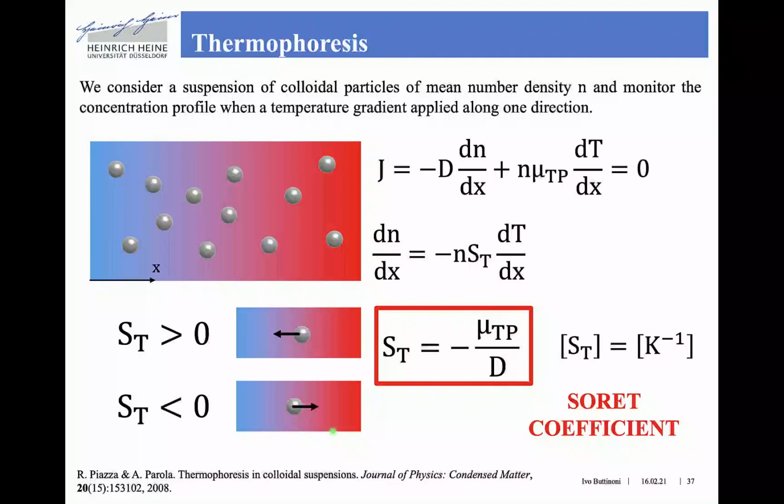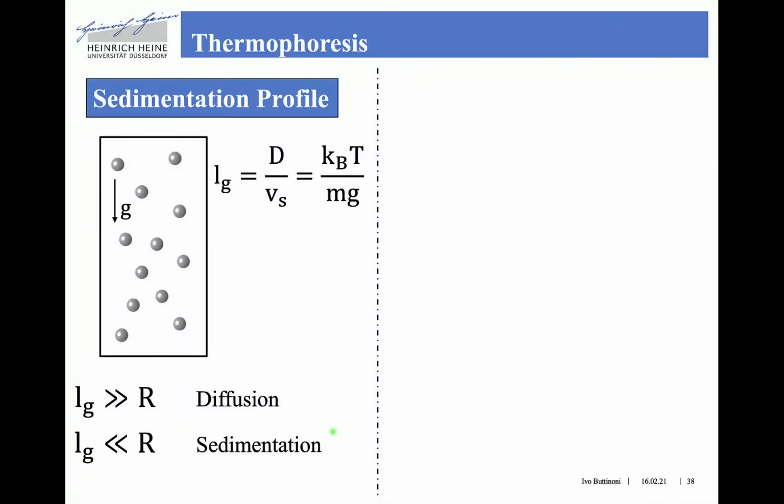This approach is kind of analogous to what people do when they deal with a colloidal suspension under real external fields, such as, for example, under gravity. Here one can define a gravitational length as the ratio between the diffusivity of the particles and the sedimentation velocity, and say that if this gravitational length is much larger than the typical size of the colloids, then the dynamics is governed by diffusion. Whereas if the gravitational length is much smaller than the size of the particle, sedimentation dominates.